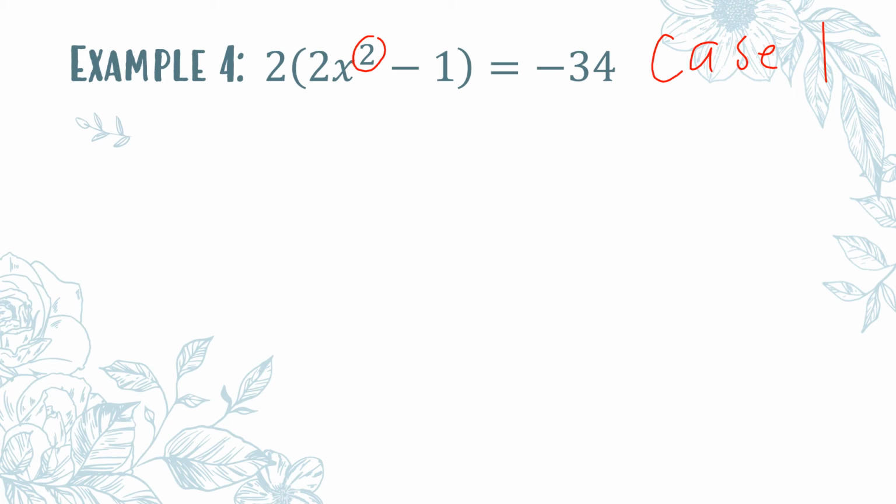So for the first step, we are going to distribute. You could, if you would like, divide by 2, just like you do in case 2. You're actually going to get the exact same answer. I think most people, though, tend to distribute, so I'm going to do that first. So we would get 4x squared minus 2 equals negative 34.